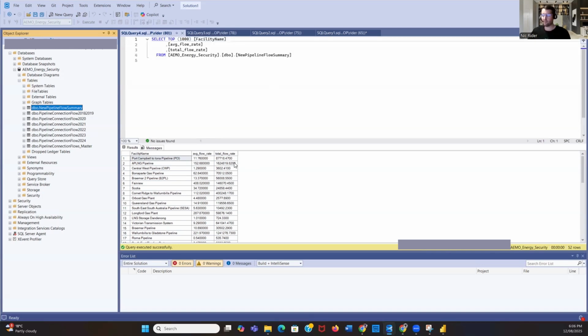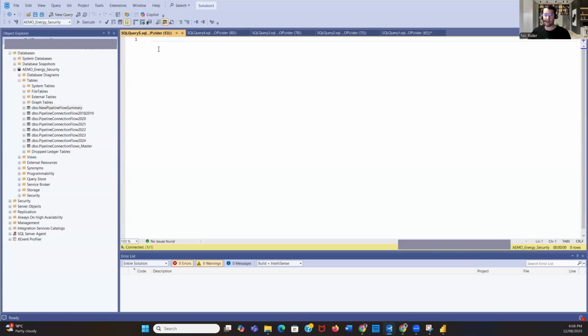Okay, so what I'm going to do now is write a new SQL query. To do that, I just go New Query up here. Okay, so what I want to do now is know who had the largest average flow rates within this particular period across all the different facility names.